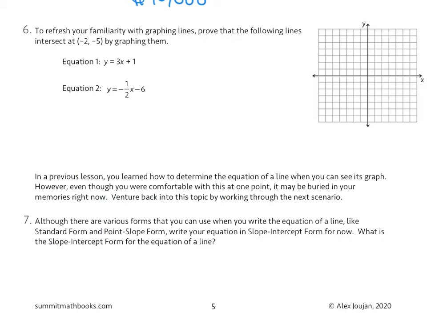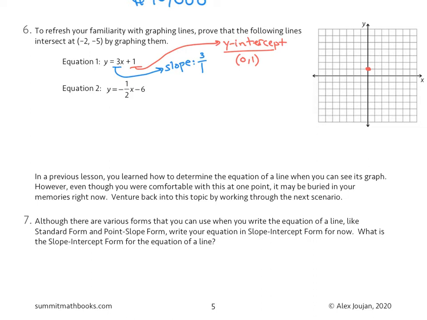6. To refresh your familiarity with graphing lines, prove that the following lines intersect at (-2, -5) by graphing them. Equation 1, y equals 3x plus 1. 3 is the slope, and 1 is the y-intercept. Let's plot the y-intercept first at (0, 1), and then use the slope, 3 over 1, to plot more points. The rise is 3 and the run is 1.